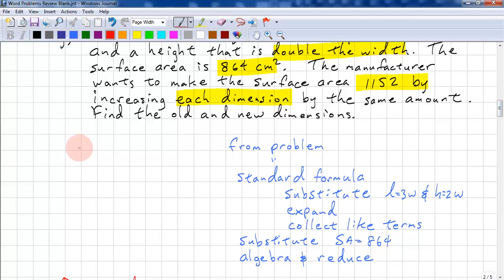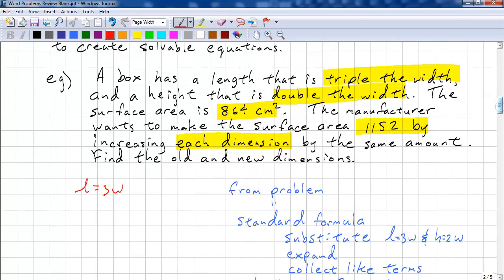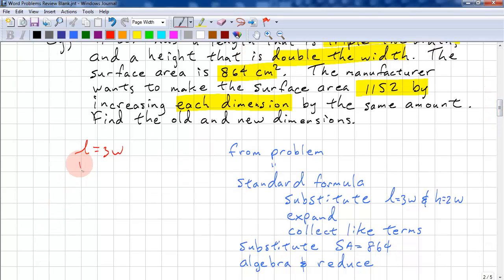So from the problem, we know that L is equal to 3W. It says the length is triple the width. It says the height is double the width, so 2W. And our surface area is the formula we need to use, and we grab that from our previous page. Now we substitute.